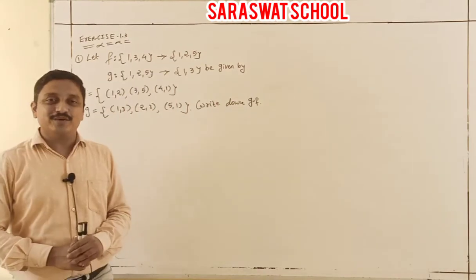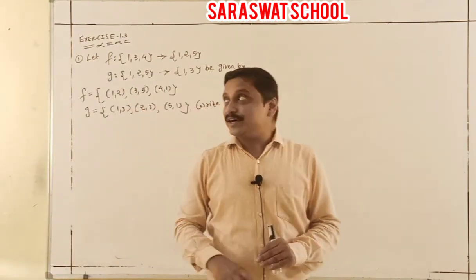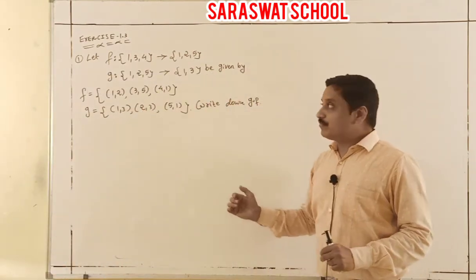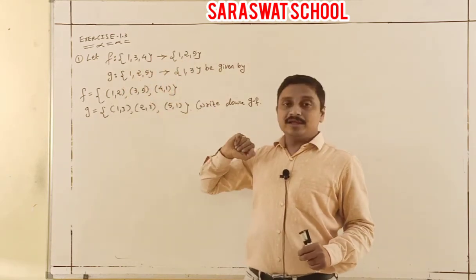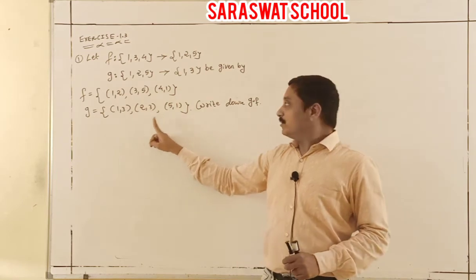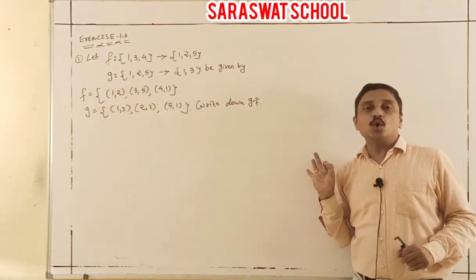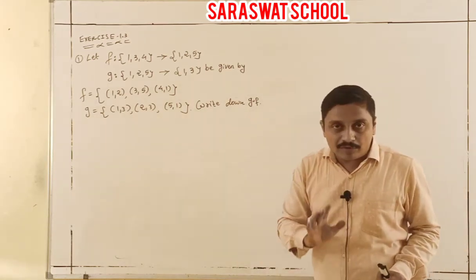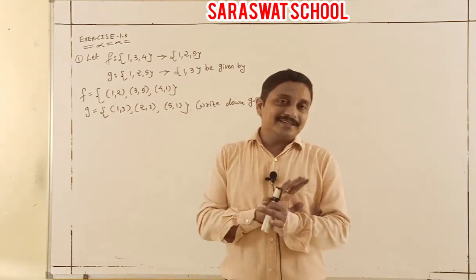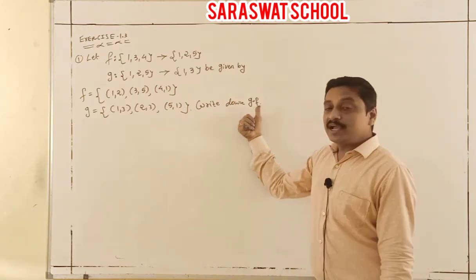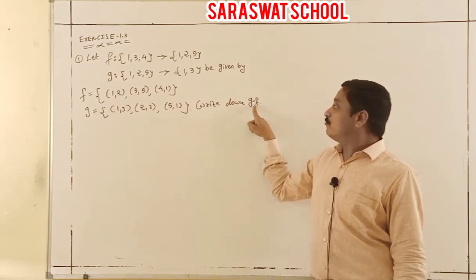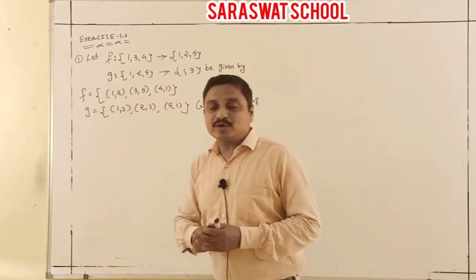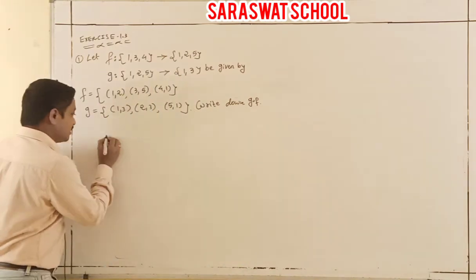Now students, I continue our exercise 1.3, first sum. I have given 1, 3, 4 and 1, 2, 3, 5, and these types of functions are given. But here it is asking g of f. You don't read it as f of g either. g of f means what? f composing g, read backside. So first of all, I check the condition.